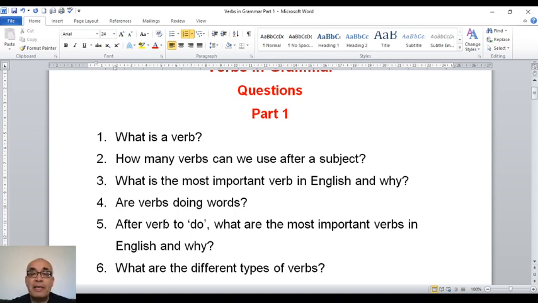Number 1, what is a verb? Question 2, how many verbs can we use after a subject? Question 3, what is the most important verb in English and why? Question 4. Are verbs doing words all the time? Question 5. After verb to do, what are the most important verbs in English and why? Number 6. What are the different types of verbs?